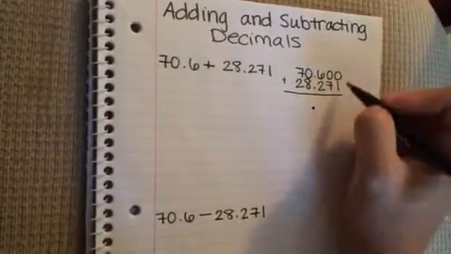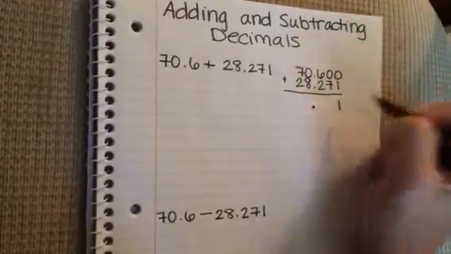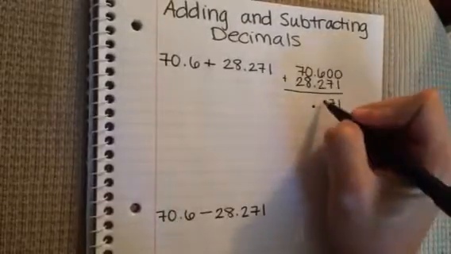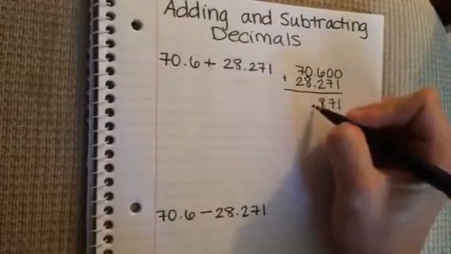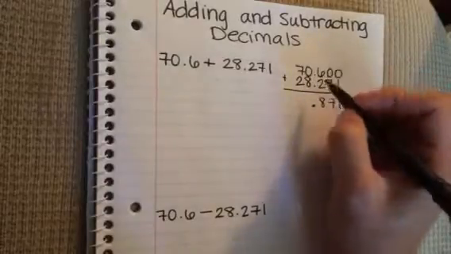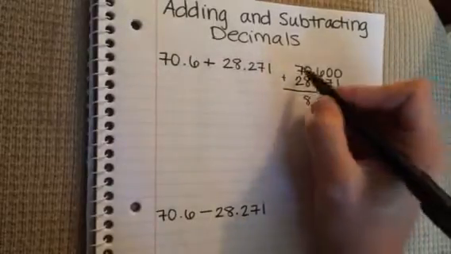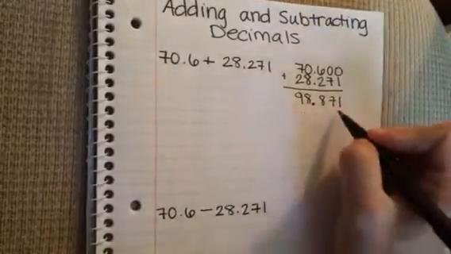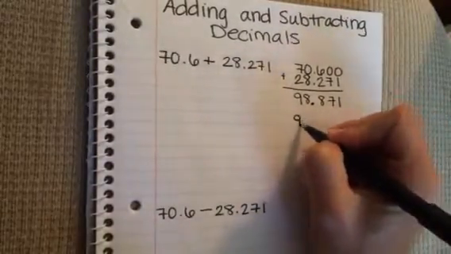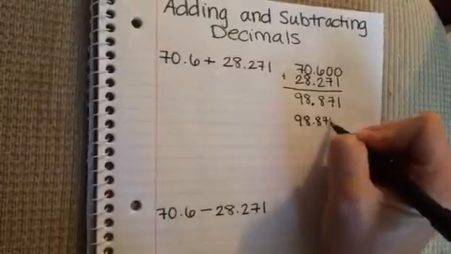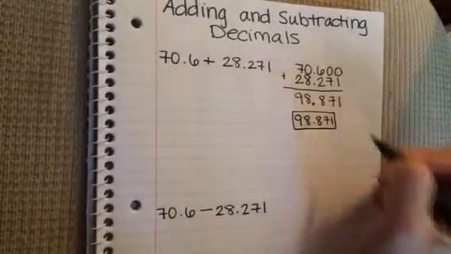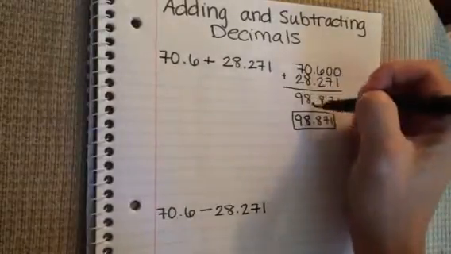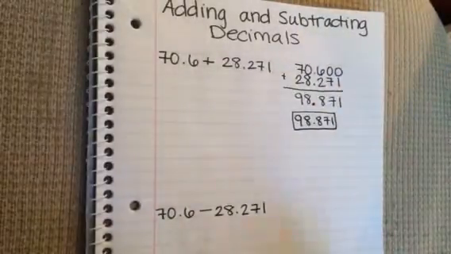1 plus 0 is 1, 7 plus 0 is 7, 6 plus 2 is 8. I've lined up my decimal. 0 plus 8 is 8, and 7 plus 2 is 9. So I can see that my sum is 98.871. Almost the same as a regular addition problem. I just have to check that my decimals are lined up.